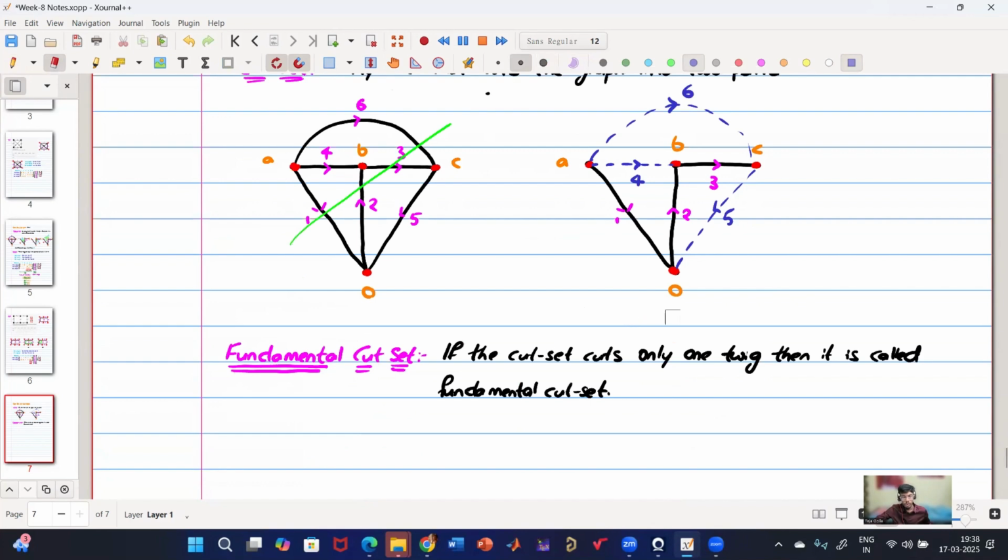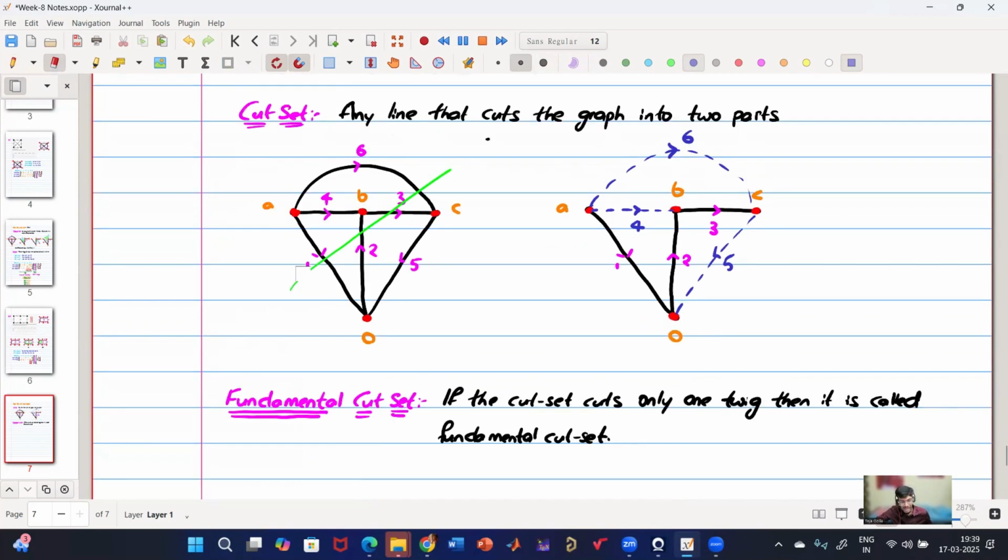So if it is cutting only one twig, in the left side, the line that I have drawn is called cut set because it is just a line which is dividing into two parts. Now I have to draw a line which will cut only one twig. Here the twigs are 1, 2, and 3, right? So now I will cut like this. This is 1, this is 2, this is 3. So this is cut set 1, cut set 2, cut set 3. Cut set 1 is only cutting one twig, which is twig 1. Cut set 2 is cutting one twig, which is twig 2. Cut set 3 is cutting only one twig, which is twig 3.